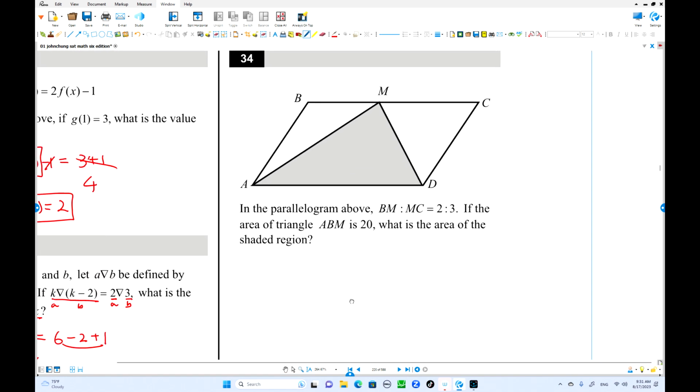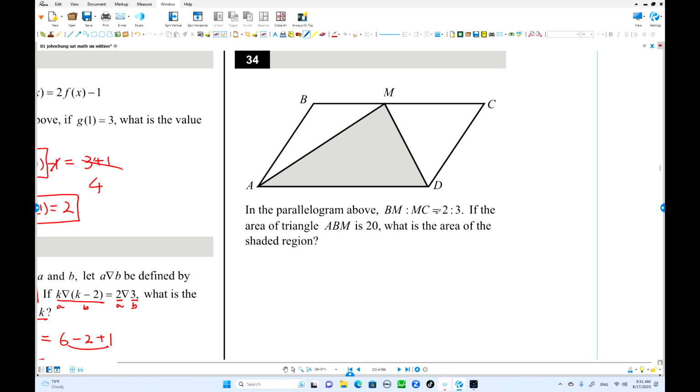Here is number 34. BM to MC, that is 2 to 3. This one is 2 to 3. So this is the ratio unit. This is ratio unit with 2 plus 3 is 5 because this is a parallelogram. Opposite sides congruent. If the area of triangle ABM, this one is 20, that's the area. I'm going to use a bracket that represents area. What is the area of the shaded region?